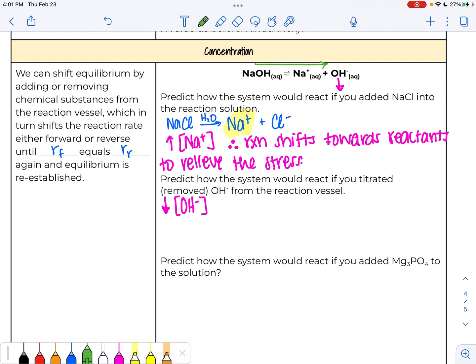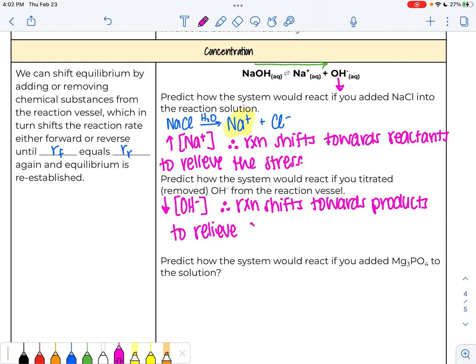Well, I need to shift this direction. I need to shift towards the products. I have to alleviate that stress by making more OH to balance out the OH that I took out. So, because I'm decreasing hydroxide concentration, the reaction shifts towards products to relieve stress.